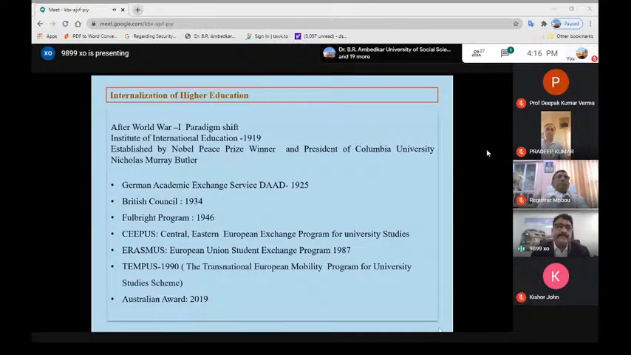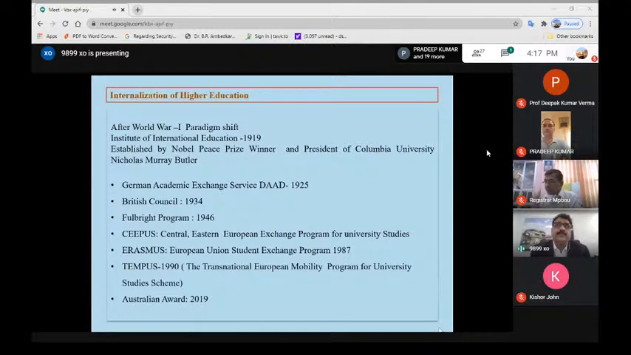Then in 1925, we have DAAD. Now in India, DAAD is very famous because today in Germany, if you want to have education, it is free education. Even international students like us, or any student from India, can get a free education in Germany. The DAAD is a very important organization. DAAD, the German Academic Exchange Service, was established in 1925.